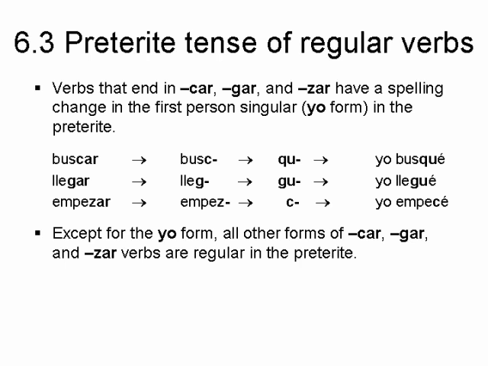And the CAR verbs, the C changes from C to QU only in the yo form. The G changes to GU, and the Z changes to C. All other forms follow the rules.